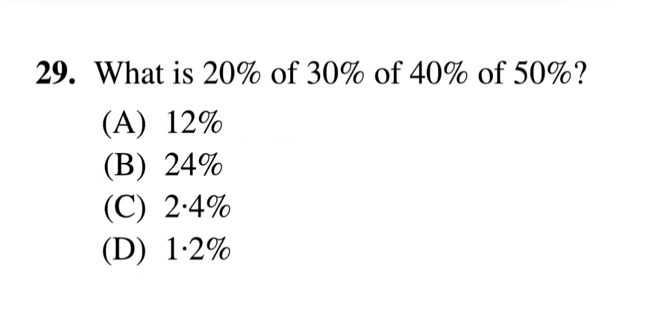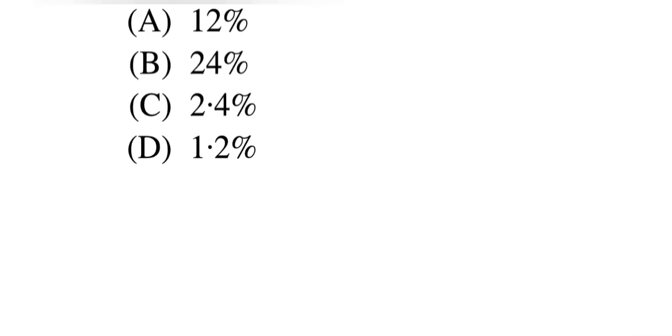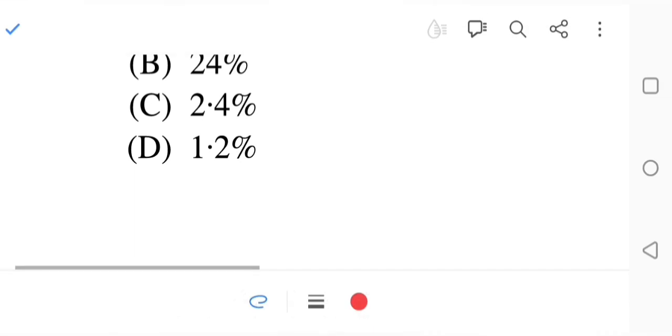29, it says what is 20% of 30% of 40% of 50%? Very interesting question. This kind of questions are very relevant. What is 20% of 30% of 40% of 50%? 12%, 24%, 2.4%, 1.2%. Correct answer will be D, 1.2%. This is the correct answer.